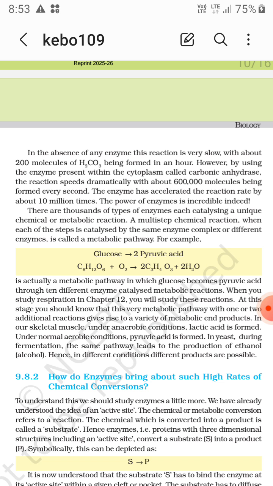Now in our skeletal muscle, under anaerobic conditions lactic acid is formed. Under normal aerobic conditions pyruvic acid is formed. In yeast, during fermentation, the same pathway leads to the production of ethanol, that is alcohol. So hence in different conditions different products are possible.